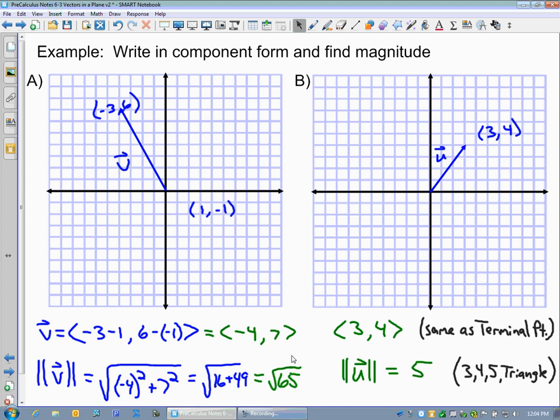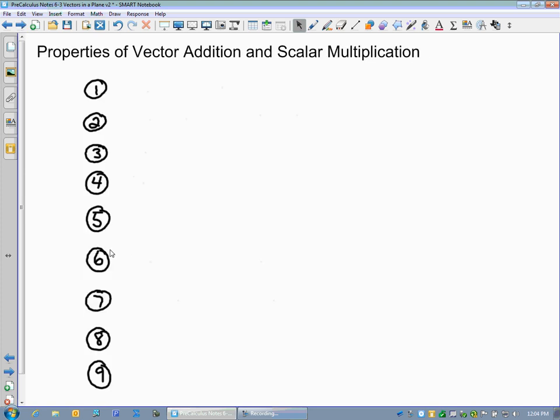Alright, let's look at some properties. And all of these properties are going to pretty much go right in line with the properties you already know for algebra, with the exception of the last one. But starting out with, and this one we already saw the geometric reason why, vector u plus vector v is going to be the same thing as vector v plus vector u. This means that the commutative property of addition is still going to hold for vectors as well as in algebra.